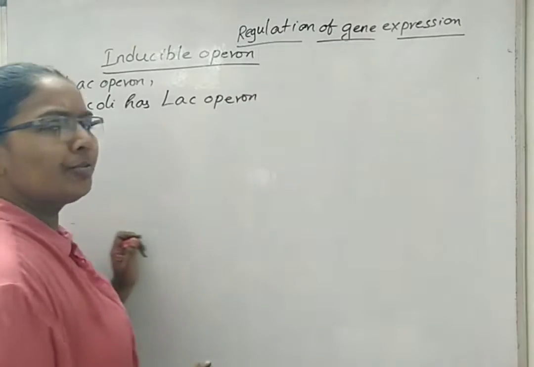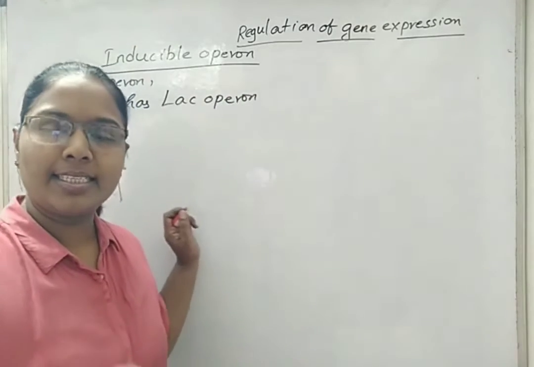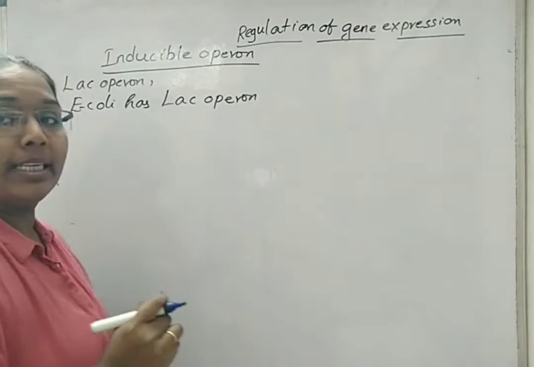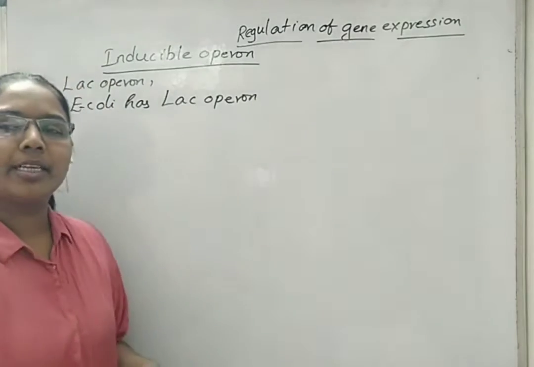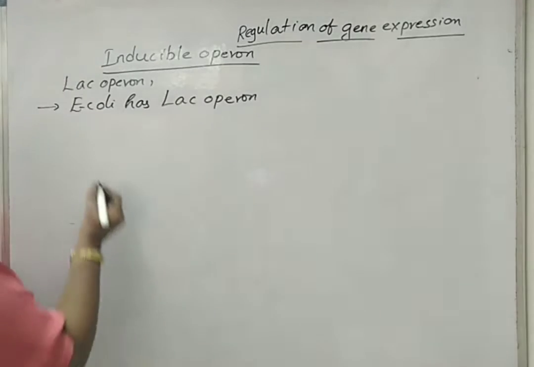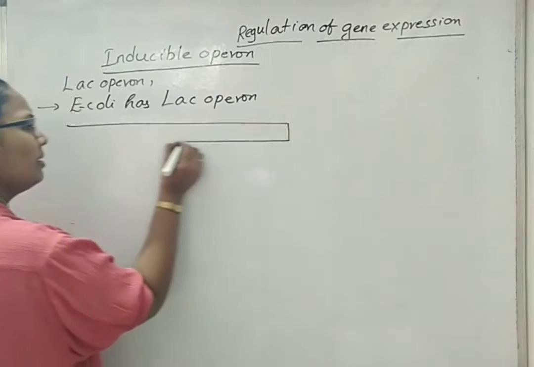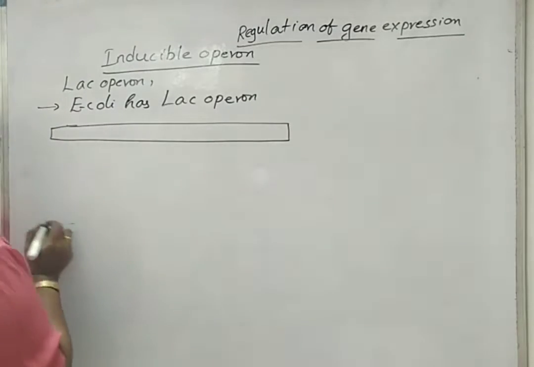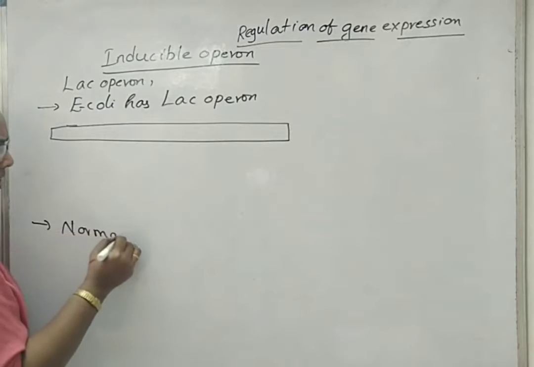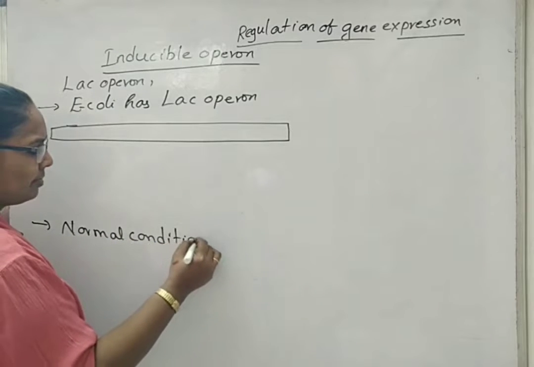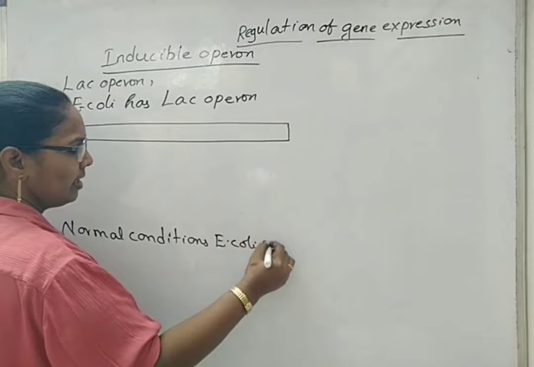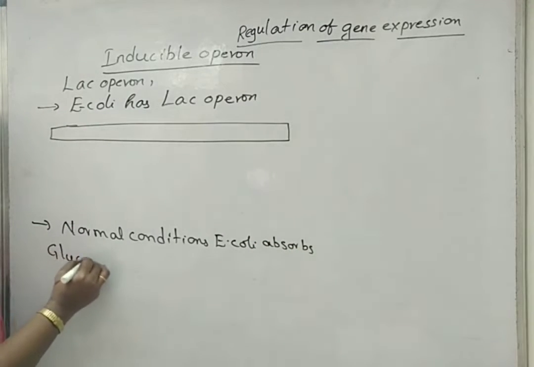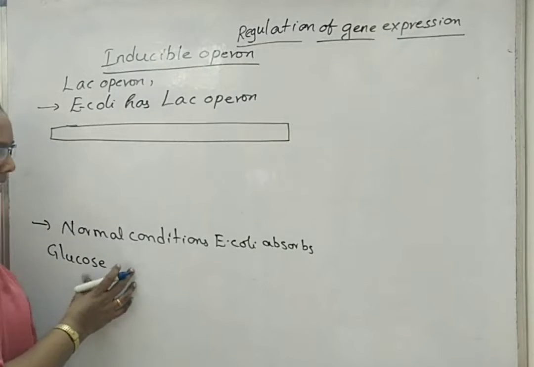E. coli is one of the important bacteria that is residing in the intestine of animal body, or we can say in human body, means in human intestine, and it is important for the absorption of some of the vitamins. In normal conditions, E. coli absorbs glucose from the food that is available in the intestine.